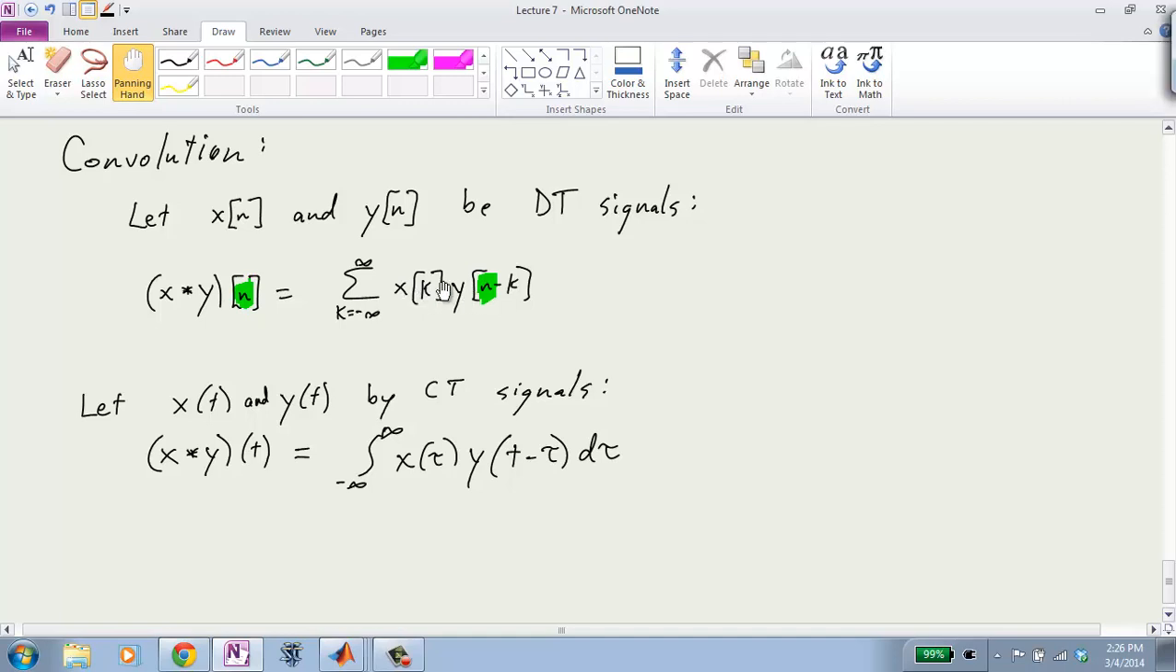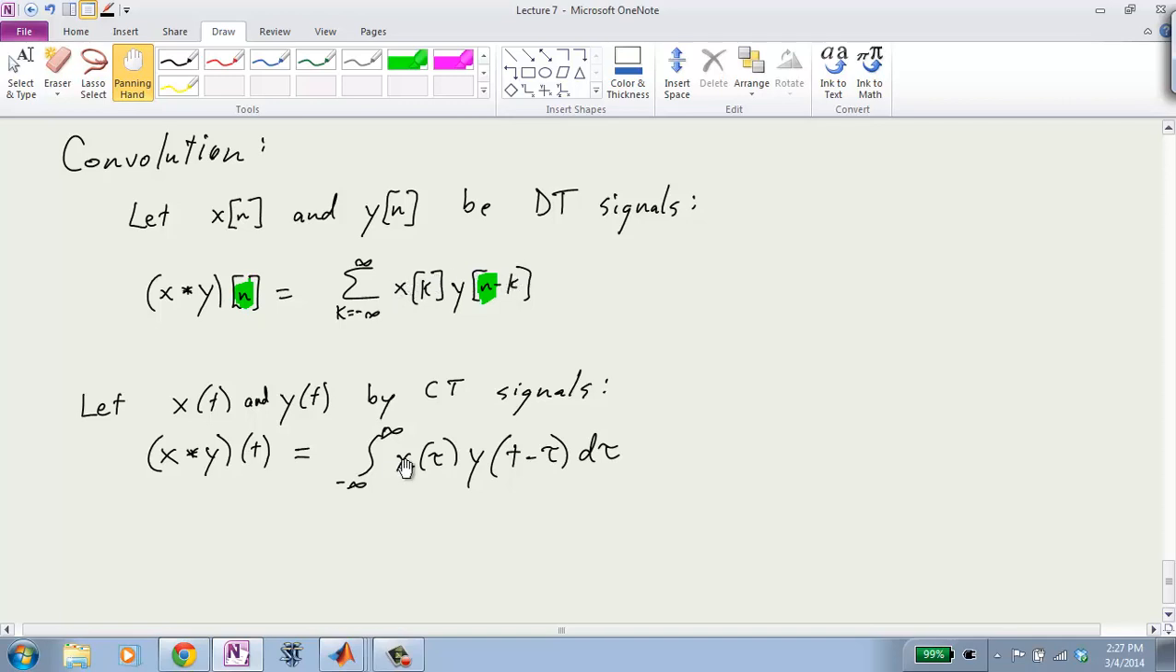In fact, I think he also showed you how you would do the mechanics of going about computing a convolution. For any given time n, you keep n fixed. Then y is now flipped around in the variable k that you're summing over. It's flipped around and it's shifted by n. So you do a flip and shift. This is what people call the flip and shift technique for calculating convolutions. And then you multiply the two, and you do a sum.